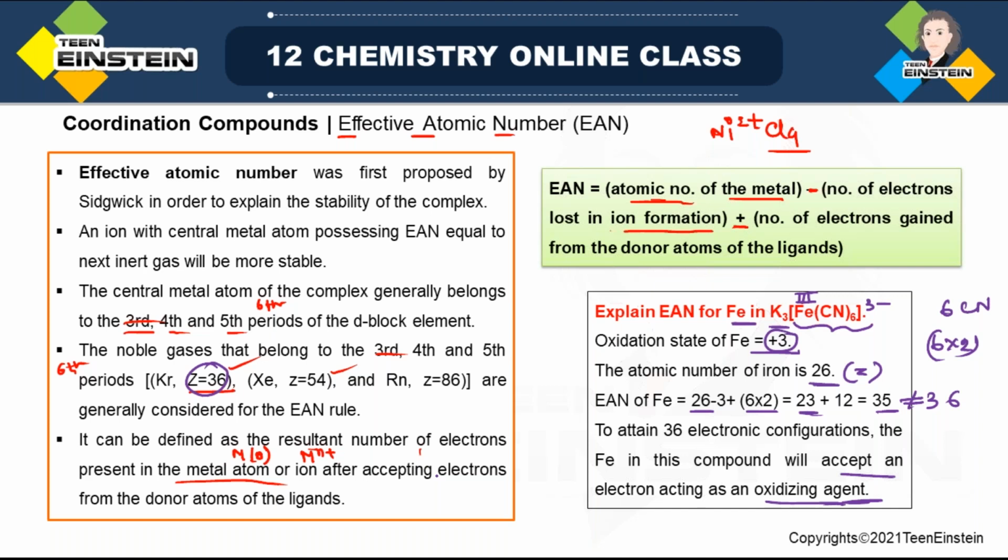Okay. If it is directly asking to find the EAN, it is a very straightforward question, fine. But indirectly it can also be whether it is following EAN or whether it is stable or not. Predict that based on EAN. So there are different ways the question may be asked. Okay. So any doubt how to calculate EAN? Now we'll discuss some problems based on this concept.